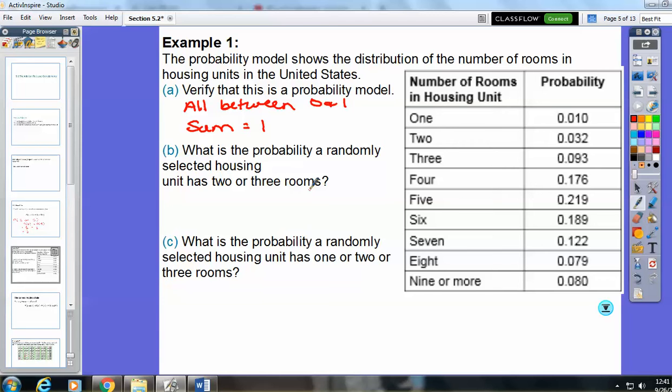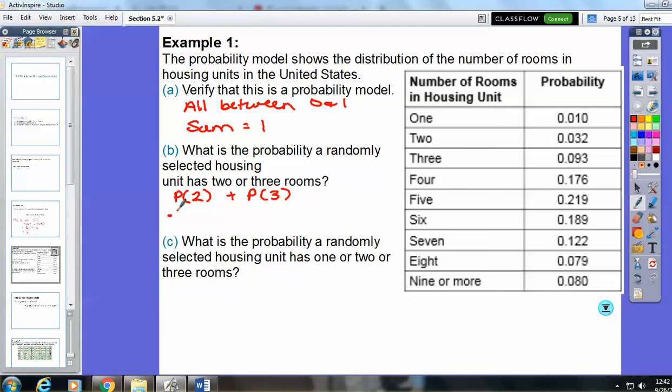B, what is the probability a randomly selected housing unit has 2 or 3 rooms? Would that be mutually exclusive? Can you have both 2 rooms and 3 rooms in the unit at the same time? No. If you count the number of rooms, it's one or the other. So that's mutually exclusive. So what we have to do is add the probability that you have 2 plus the probability that you have 3.